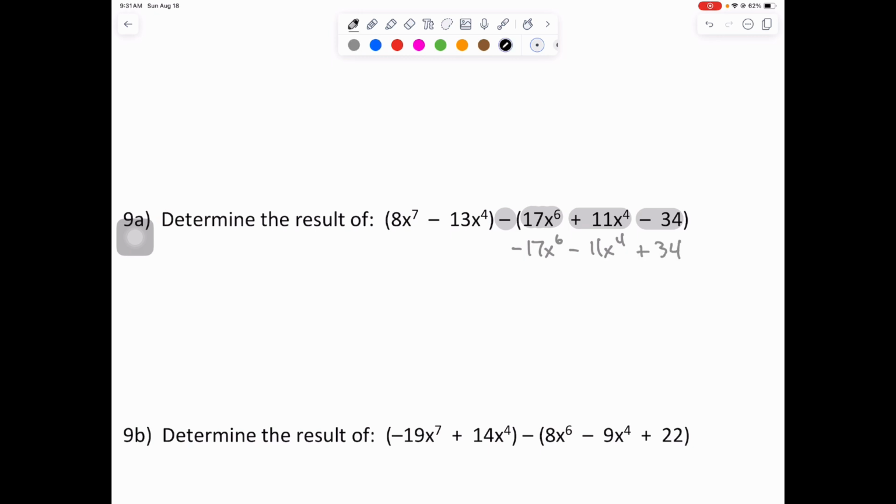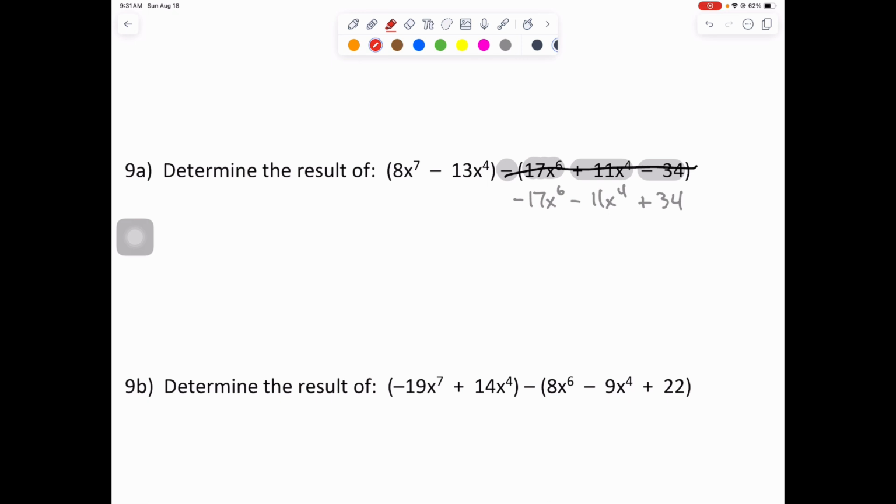If you want, you can go ahead and do that. All right. And then we'll just, again, look to align and combine where possible. All right. So we'll start with our 8x to the 7th. Do we have anything to the 7th power? I don't see anything else. So what we're going to do is just write that in our answer as 8x to the 7th.